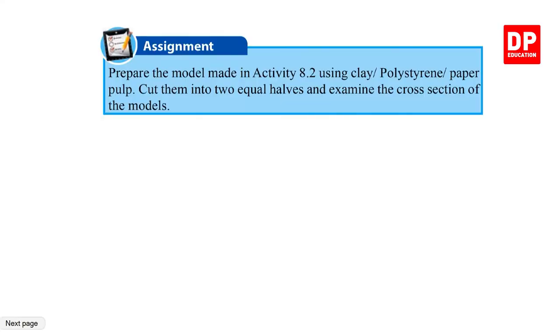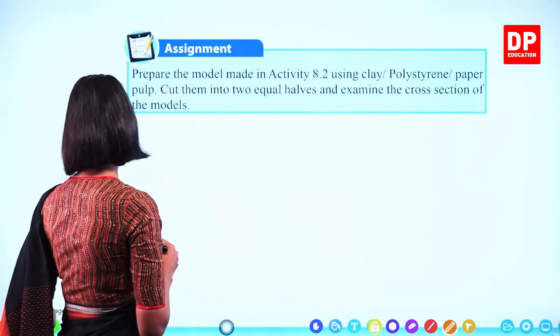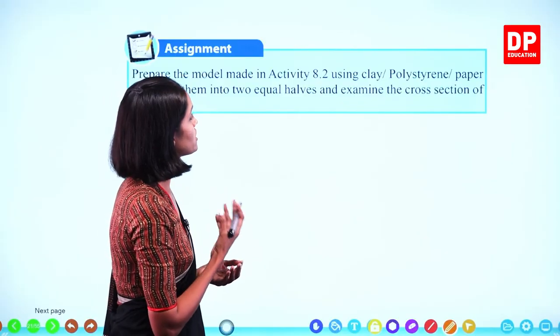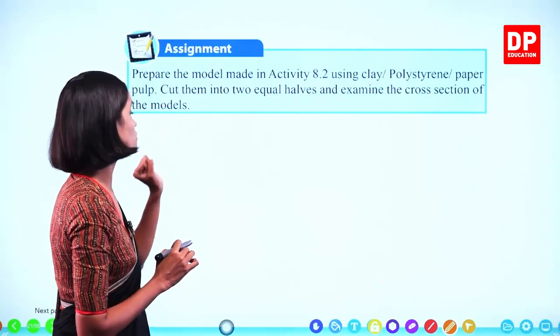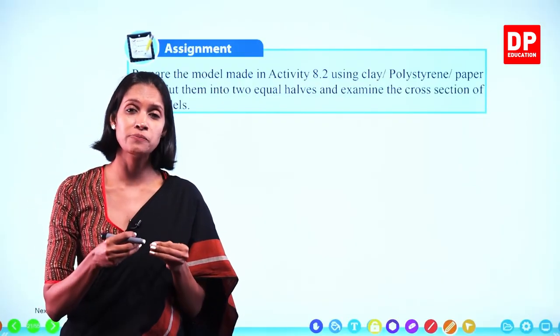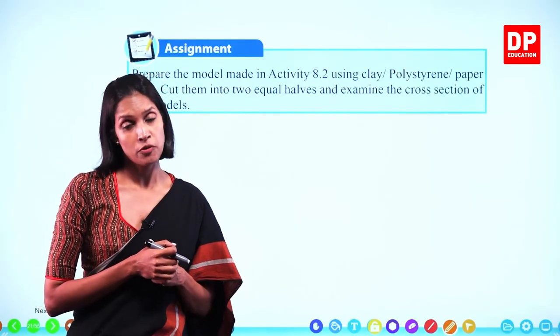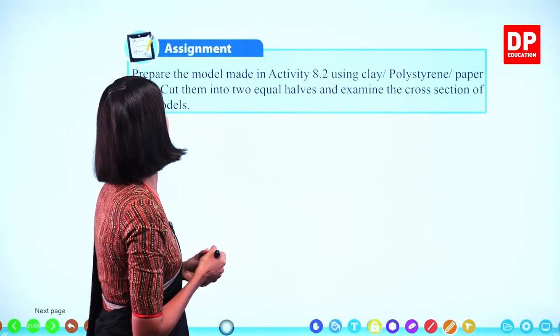Right. We have an assignment to do. So the same thing that we have done before, you can do it by using different other materials. Okay. So prepare the model made in the above activity. Using clay or polystyrene, which means rigiform, paper pulp, right? You can even use paper pulp. You can take newspaper pieces and soak them in water and easily make a pulp of paper, okay? So cut them into two equal halves and examine the cross section of the model.